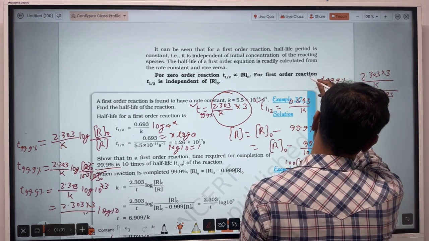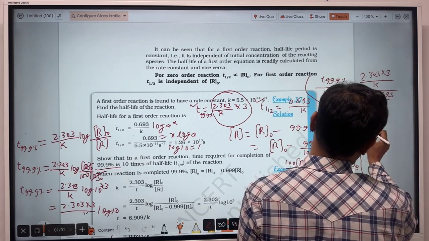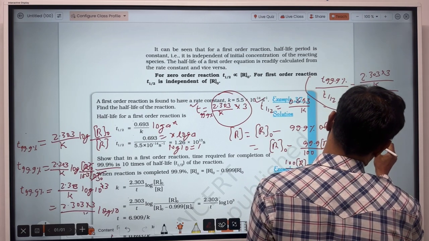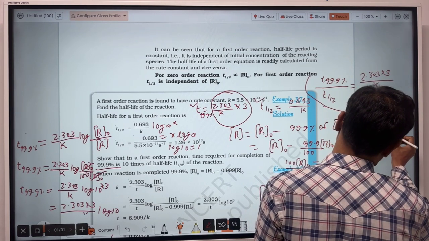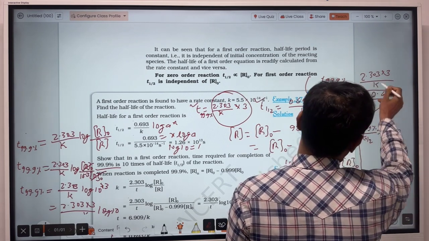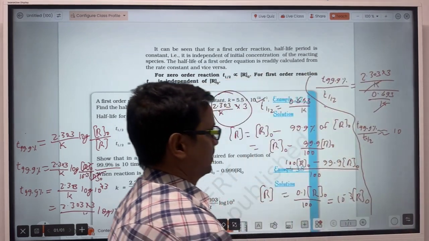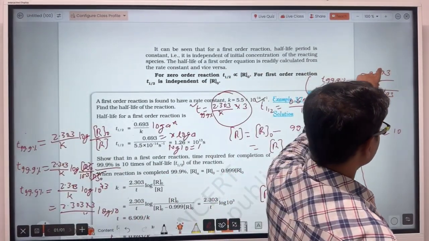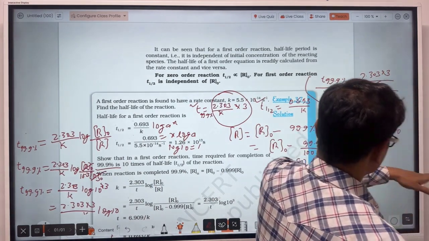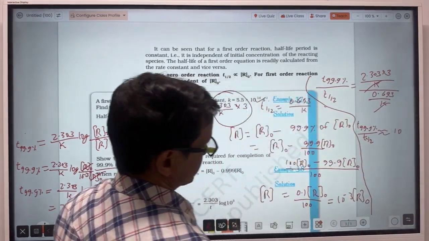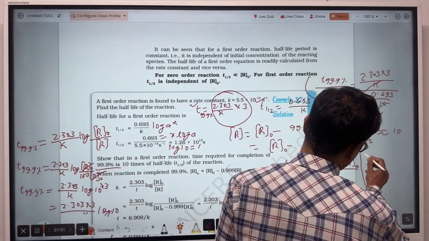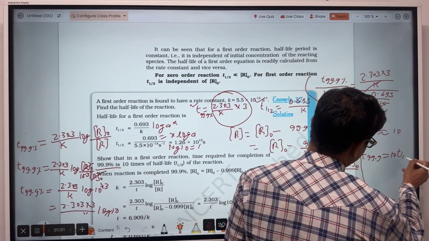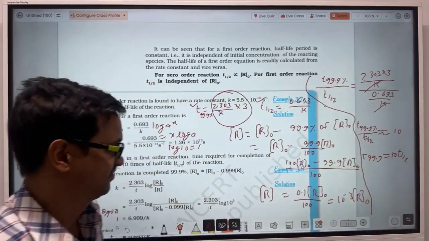And then after you will realize that after dividing this one, K will cancel out, 2.303 into 3. That will be nearly about 3 3 is 9, and 3 2 is 6. So that will be nearly equal to 10. So T 99.9% will be equal to 10 times of T half.